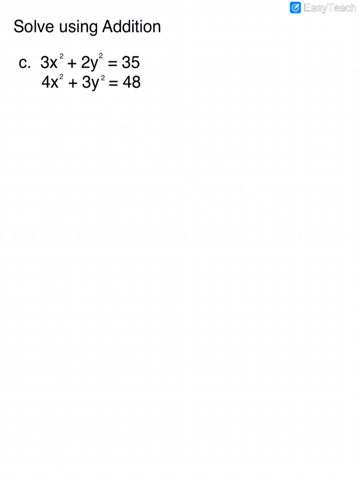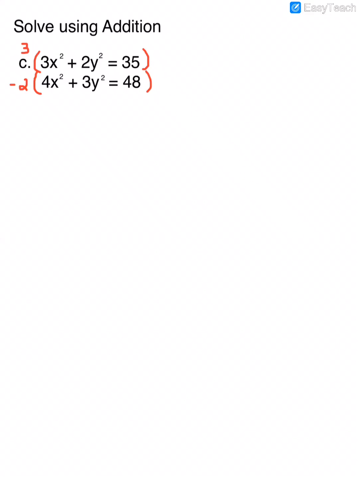I always try to get the smaller coefficients to be the same. So if I look at these 2, the 2 and the 3 are smaller than the 3 and the 4. So those are the 2 that I'm going to get to be the same. The smallest number that 2 and 3 will both divide into is 6. So that's the number that I'm shooting for. But remember, they have to be opposite signs. So in order to get the coefficient of y squared to be 6, I'm going to multiply everything times 3. And in order to get the y squared in this equation to be 6, I'm going to multiply by 2. But I need one of them to be negative. It doesn't matter which one.